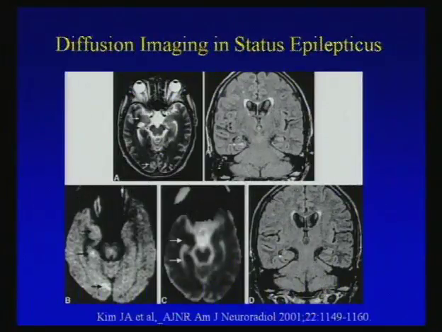And this is an example of use of diffusion imaging, particularly in patients who have had status epilepticus. They're seizing for over 30 minutes. You may see areas of actual ischemia, so it's important to detect that, where if you look at the diffusion-weighted images, you see multifocal small areas of cortical increased signal intensity, evidence of restricted diffusion.